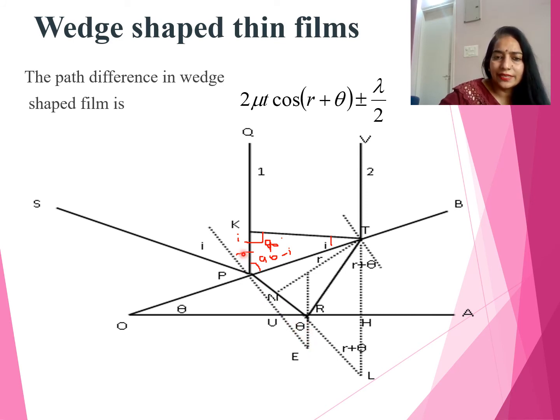This is the incident angle i, this is angle r, the refraction angle. This is angle r. This is r. This is theta. So this angle is r plus theta. How is this r plus theta? By the property of a triangle: the external angle is the sum of the angles from the opposite side. This is r and this is theta. This is r plus theta.